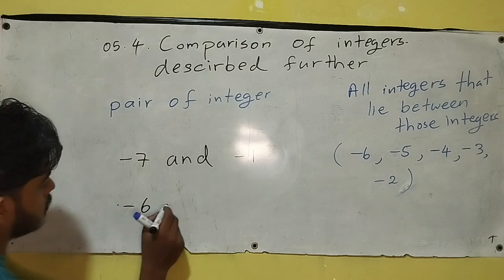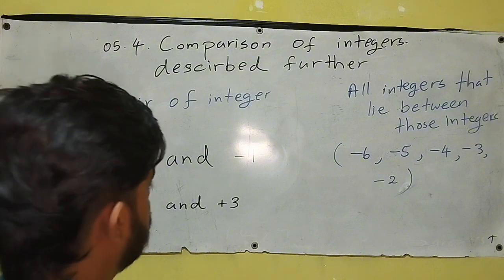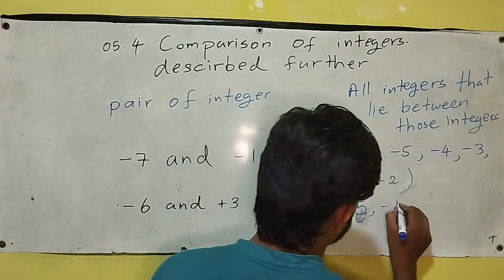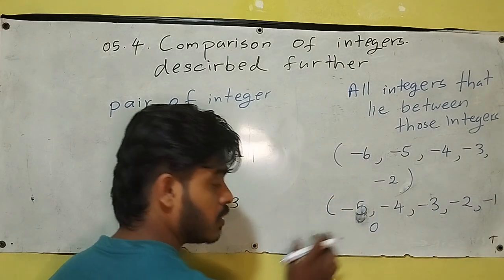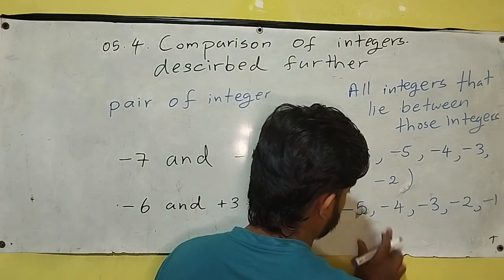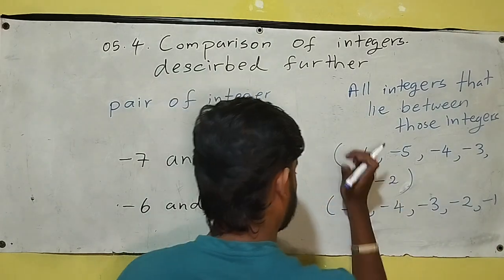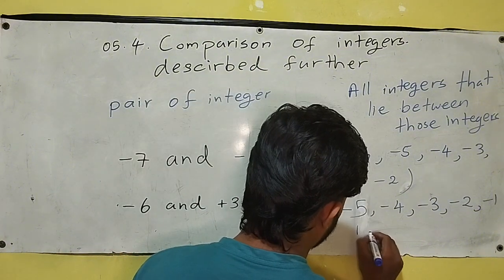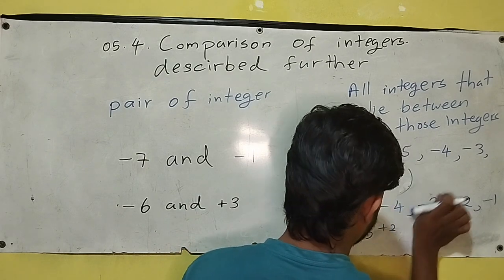Think -6 and +3. How? -6, -5, -4, -3, -2, -1, 0 belonging. Okay. Now 0 is not a positive or negative integer. Okay, remember that. Then 1, 2. That's it.